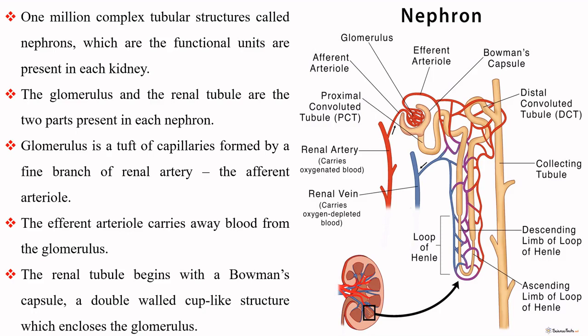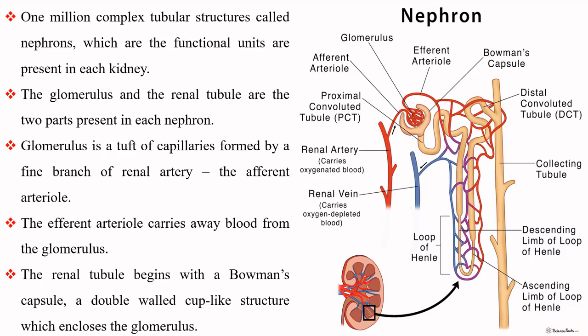One million complex tubular structures called nephrons, which are the functional units, are present in each kidney. The glomerulus and the renal tubule are the two parts present in each nephron. Glomerulus is a tuft of capillaries formed by a fine branch of the renal artery, the afferent arteriole. The efferent arteriole carries away blood from the glomerulus.